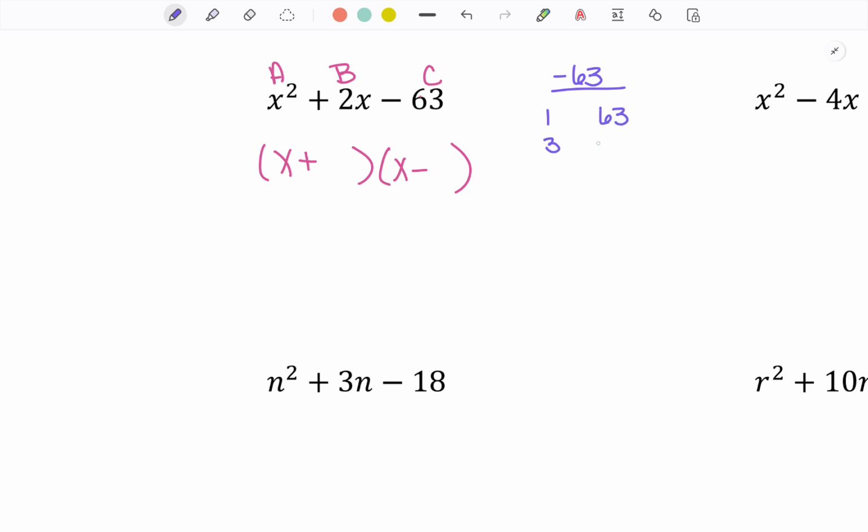2 will not work, but we'll have 3 and 21. 4 won't work, 5 won't work, neither will 6, but 7 will. So 7 and 9, and that should be everything. Now, since b is positive, the larger factor will be positive, so I'm going to put a negative on the smaller factors. So then 63 minus 1 is 62. That will not work. 21 minus 3 is 18. That also will not work. But 9 minus 7 gives us 2, and that will work. So these are our factors.